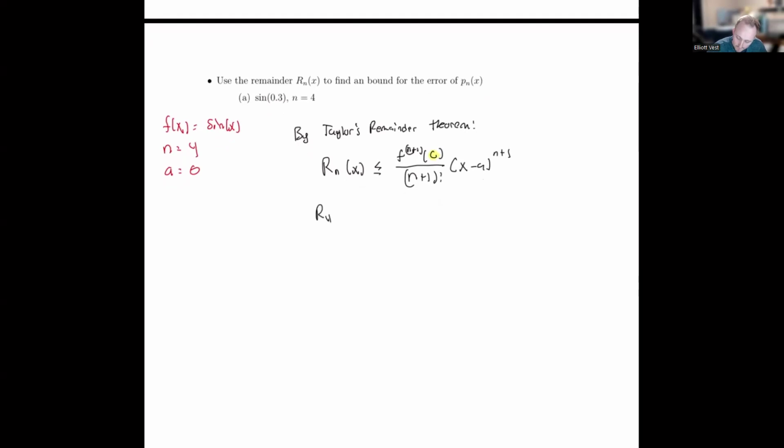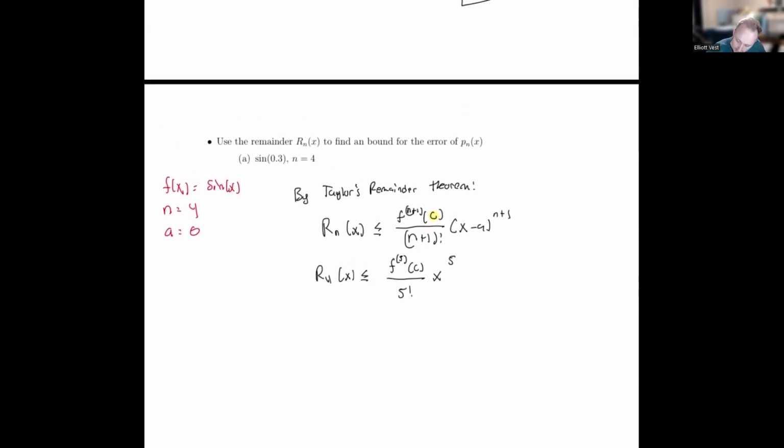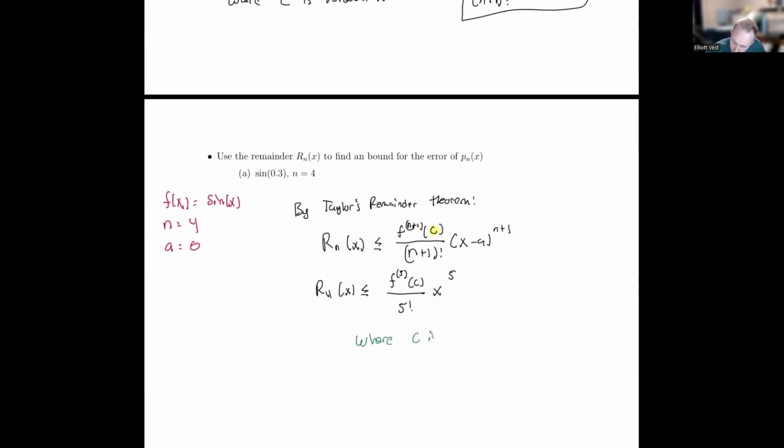Here we know we're looking for R4 of x because n is 4 here. So it's less than or equal to the fifth derivative at some c value over 5 factorial times x minus, oh, I already know a is 0, so I can just put x to the 5 power like that. And I can say where c is between x and a. X is my value, 0.3, and a is 0. So there's not much my c can be here.